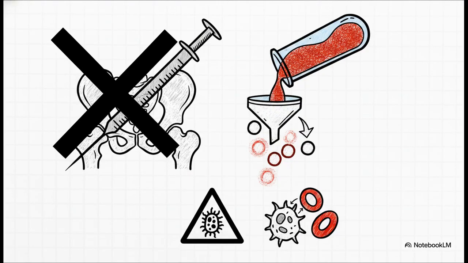Now, to finalize that diagnosis, listen carefully. You do not need to jab a needle into their hip. A bone marrow biopsy is absolutely not required for diagnosis here. Instead, you just send peripheral blood for flow cytometry or immunophenotyping.